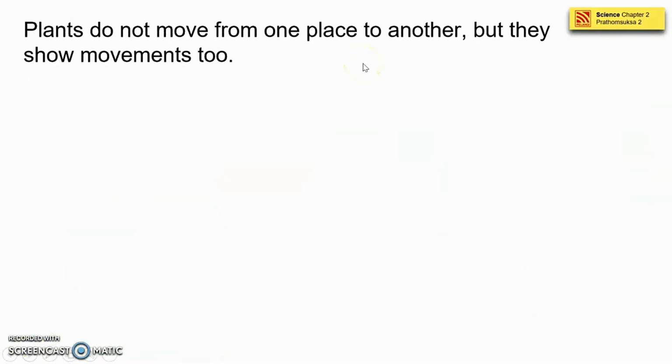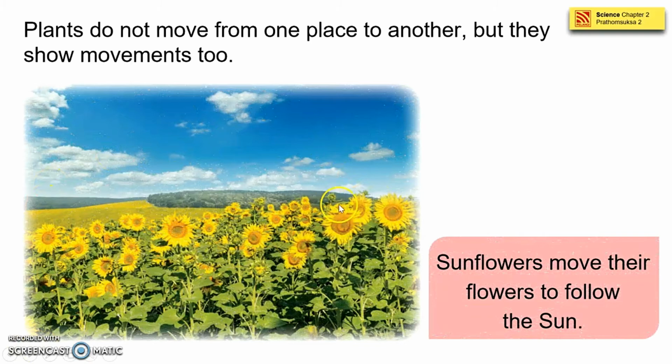Plants do not move from one place to another, yes, but they show movements too. How, teacher? How? An example here, we have sunflowers. They move their heads, flowers, to follow the sun. That's why they are called sunflowers, because they look like the sun and they look after the sunlight. When the sun goes to the east, they move their heads to the east. When the sun goes to the west, they move as well. So they follow the sun, because we all know that the sun is their food, or the process wherein they get food, the sunlight.